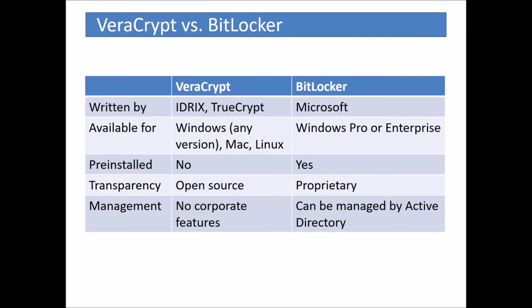VeraCrypt is open source, so people can actually look through the code, see how it works, and confirm that it is safe and secure, whereas BitLocker's proprietary Microsoft code, nobody can look through it except Microsoft people. One of the big advantages of BitLocker is that if you work for a large company and that company wants everybody to be using BitLocker, then there are actually management features that they can use to make sure everybody uses long enough passwords and so on. Whereas there's no such thing for VeraCrypt. It's just a computer by computer piece of software.